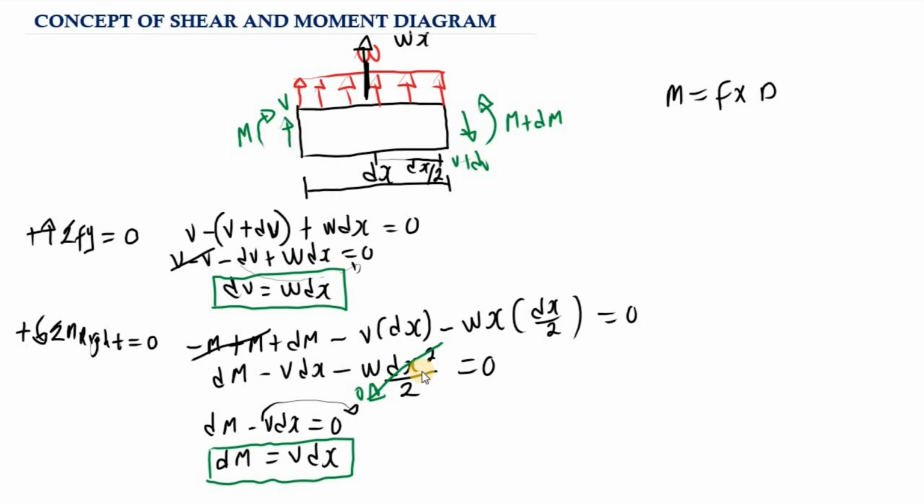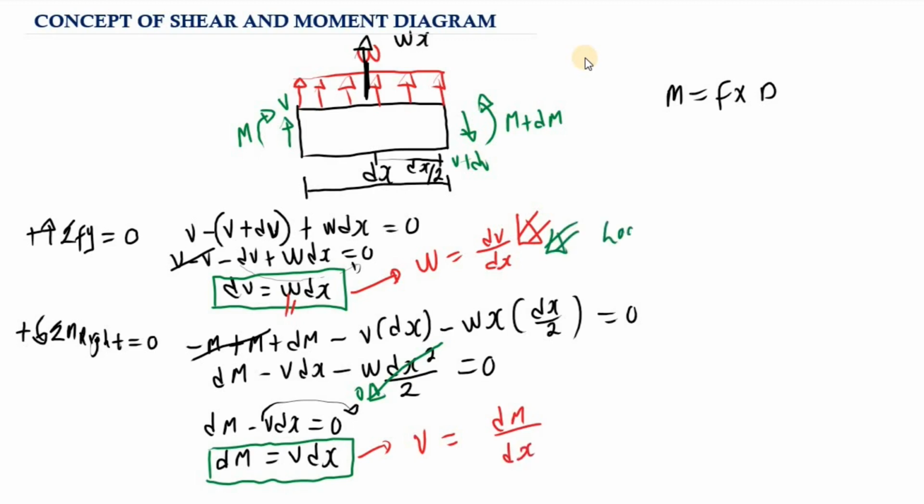Now we can rearrange this to get the load equation and the shear equation. If we rearrange this, we are going to get the load equation, meaning we are going to solve for w. So we are going to get w is equal to dV over ds. This is the load equation. Also, if we rearrange this, we are going to get the shear equation by solving for V. So V is equal to dM divided by ds. So we have the load equation, and then we have the shear equation.